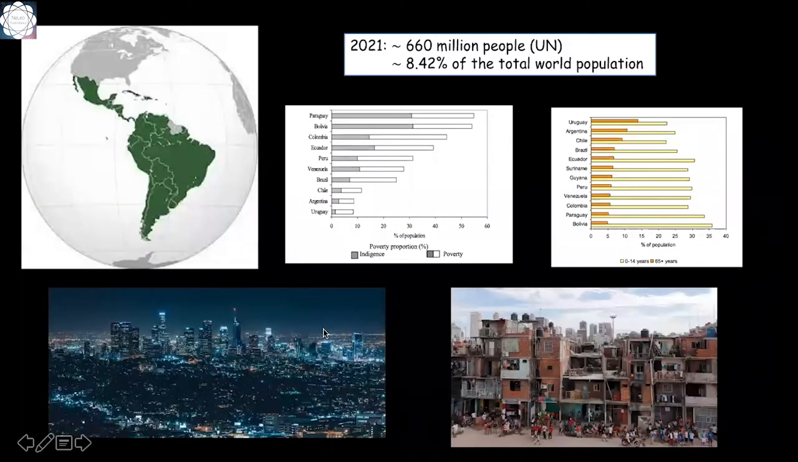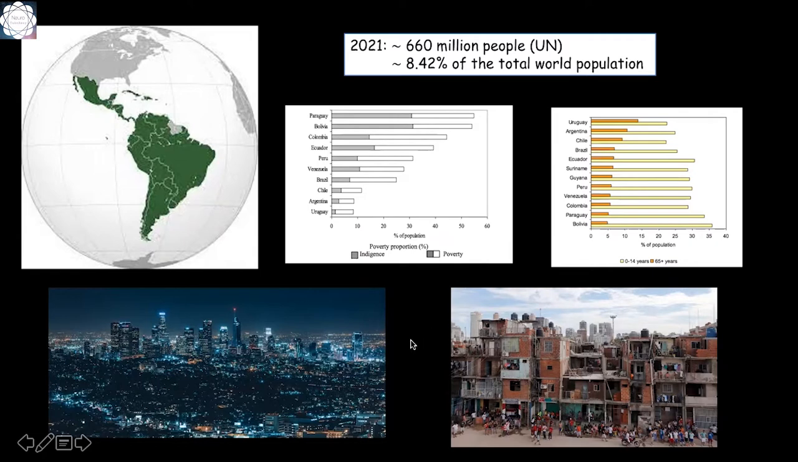As you know, Latin America is a large region. We are around 660 million people, and that represents around 8.42% of the total world population. We have several problems here. One of the worst is poverty. You can see here poverty rates in different countries. And at the same time, we have a relatively young population.